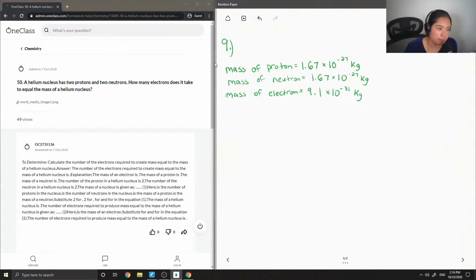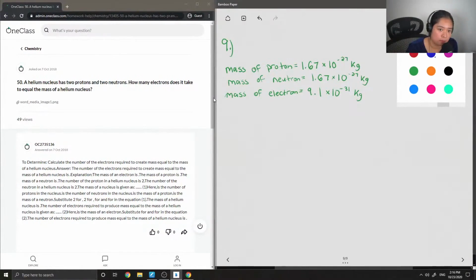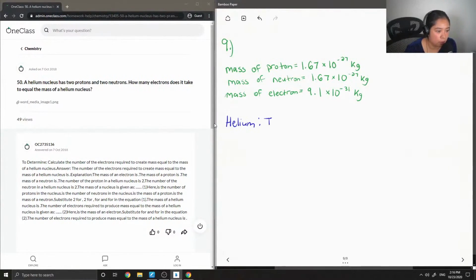So in the case of helium, the question says it has 2 protons and 2 neutrons. So let's calculate the mass of a helium nucleus. I'm just gonna write mass of helium nucleus, and then I'm just going to take our different masses of protons and neutrons and then multiply it by 2.